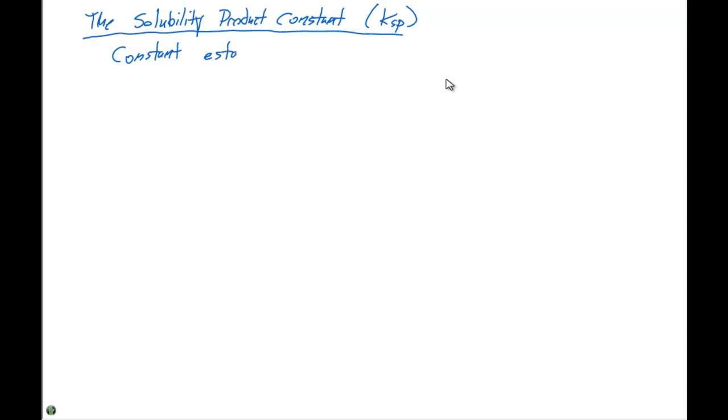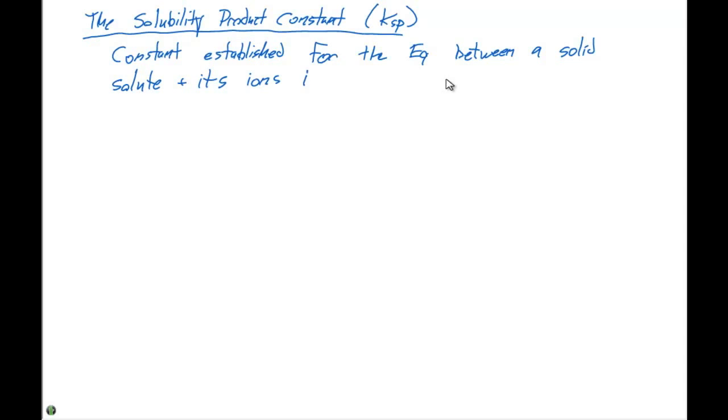established for the equilibrium between a solid solute and its ions in a saturated solution. The key thing here is our solution needs to be saturated.